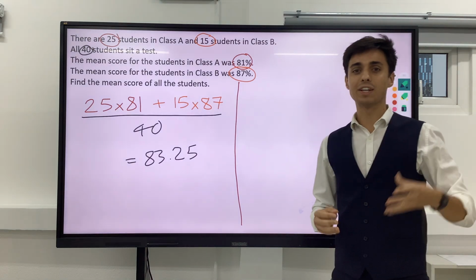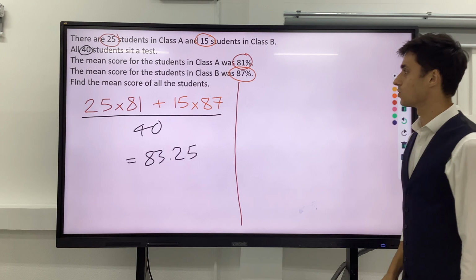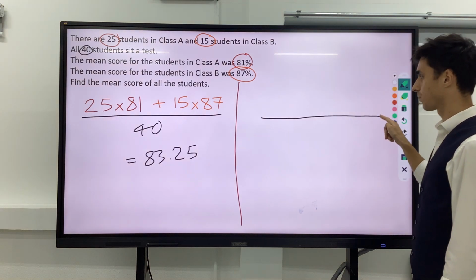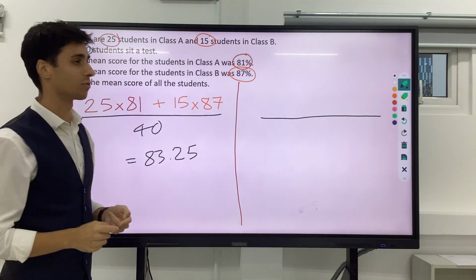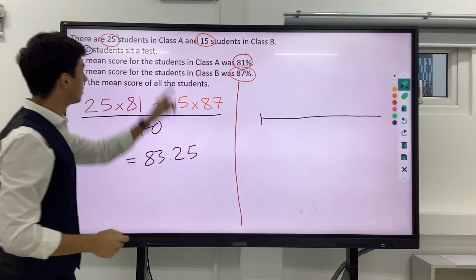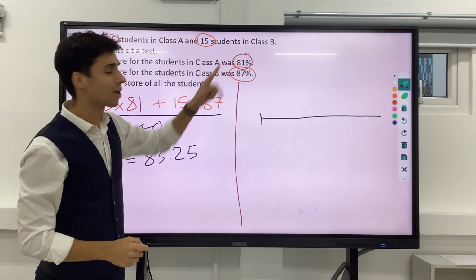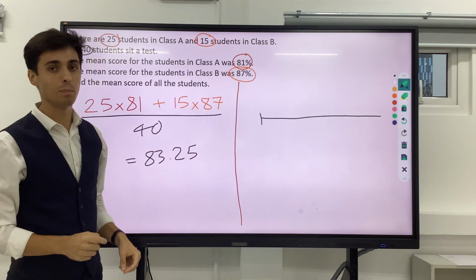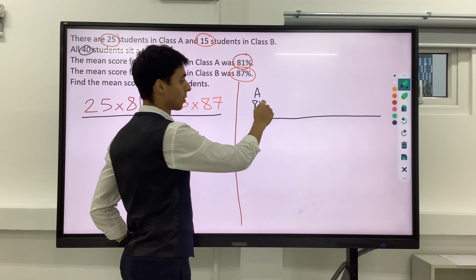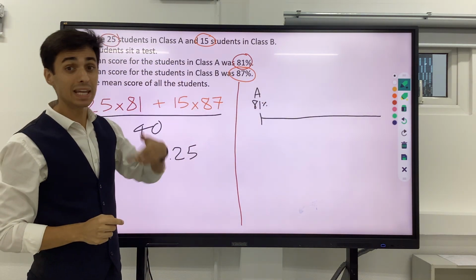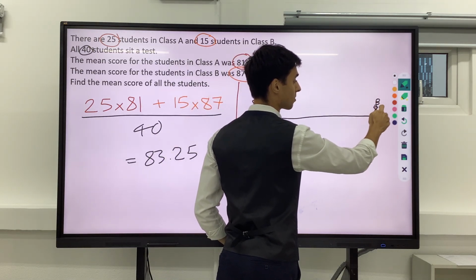And it's really about having a conceptual understanding of what's going on. So for my method, what we need to do is draw a number line. And at either end of our number line are going to be the means of the two groups. So class A, the one with 25 students, that was the slightly lower mean at 81%. So we can add on here, this is class A at 81%. Class B is going to be at the other end. So B has got 87%.